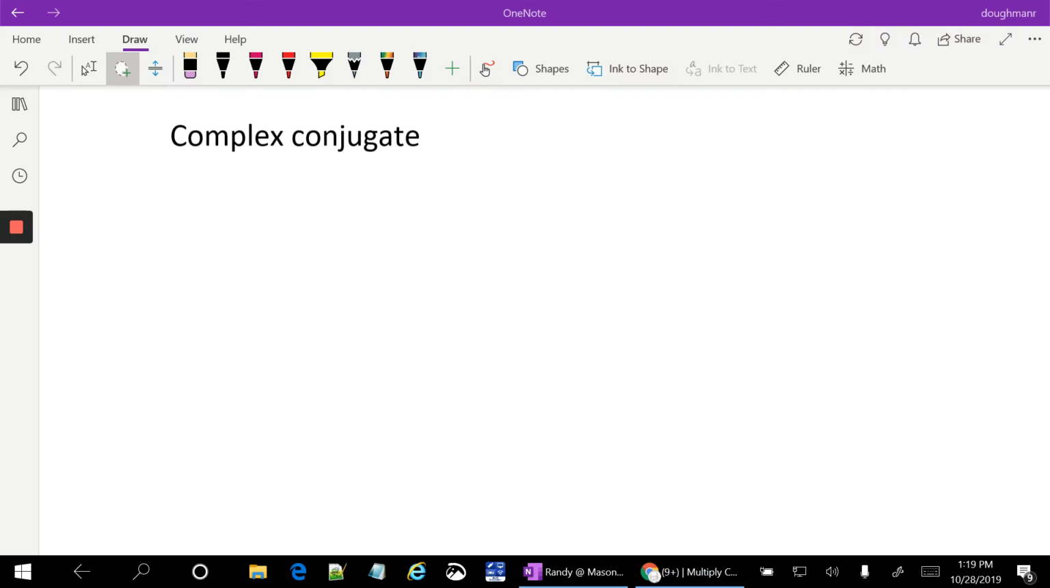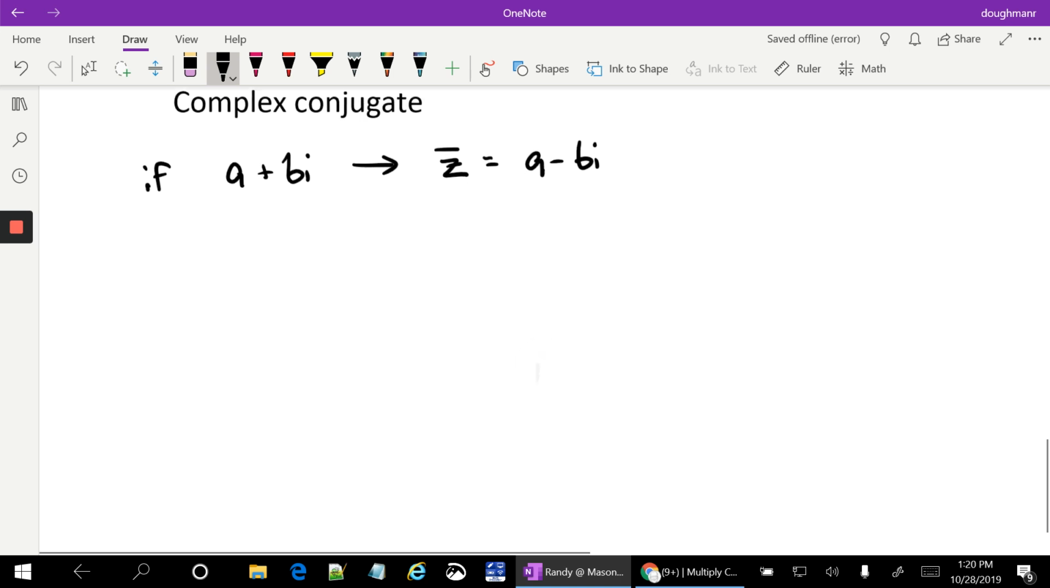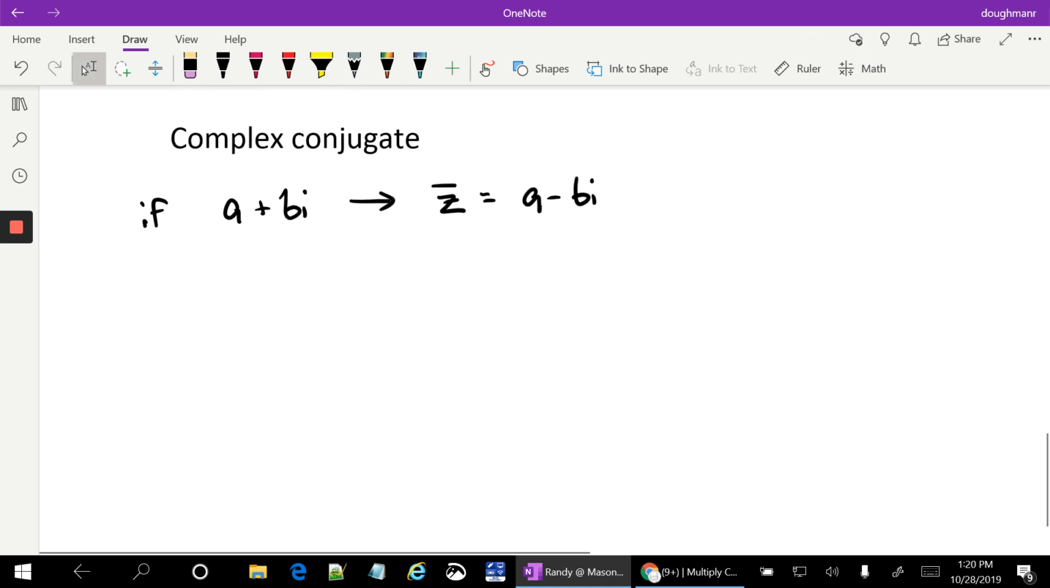Okay, the next concept of complex numbers to review is called the complex conjugate. Basically, if we have a real or a complex number a plus bi, then the complex conjugate, sometimes abbreviated z with a line over it, is simply a minus bi. And how do we use that? Well, let's take a note that whenever we multiply a number, a plus bi, times its conjugate, a minus bi.